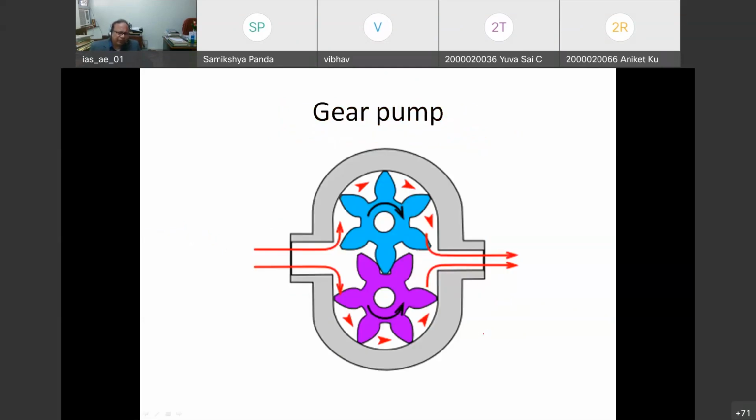Then the gear pump is also a type of positive displacement pump. We can get a regulated discharge and a high pressure discharge. Like the reciprocating pump, if you do not have double acting, we get a pulsating amount of discharge. But in the gear pump, that type of process is not there. We can get a continuous discharge, and we can measure the amount of discharge in a better way. That's why gear pumps are used in the system.